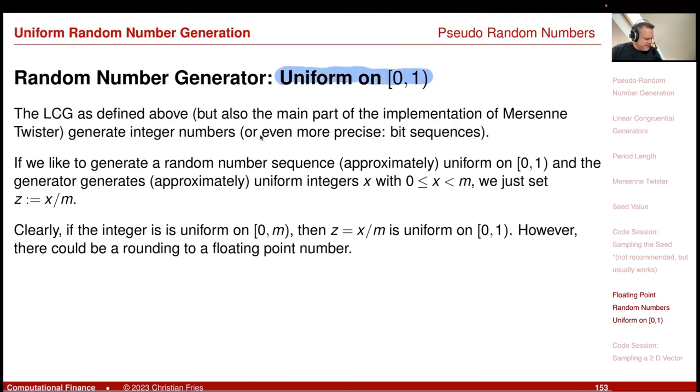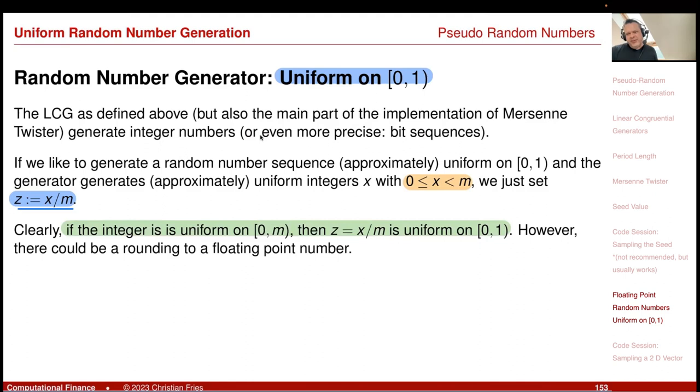So if you would like to be uniform on 0, 1, what you do is you know that X is an integer between 0 and M, 0 included, M not included. X is my linear congruential generator with a modulus M. So M minus 1 is the last integer number. And then we just do X divided by M to get a number between 0 included and 1 not included. And clearly, if the integer sequence is uniform on its set, then my sequence X divided by M is uniform on 0, 1.